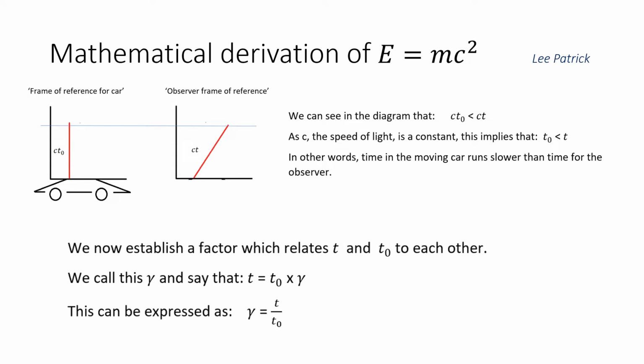We can see in the diagram that ct0 is less than ct. As c, the speed of light, is a constant, this implies that t0 is less than t. In other words, time in the moving car runs slower than time for the observer. We now establish a factor which relates t and t0 to each other. We call this gamma and say that t equals t0 times gamma. This can be expressed as gamma equals t divided by t0.